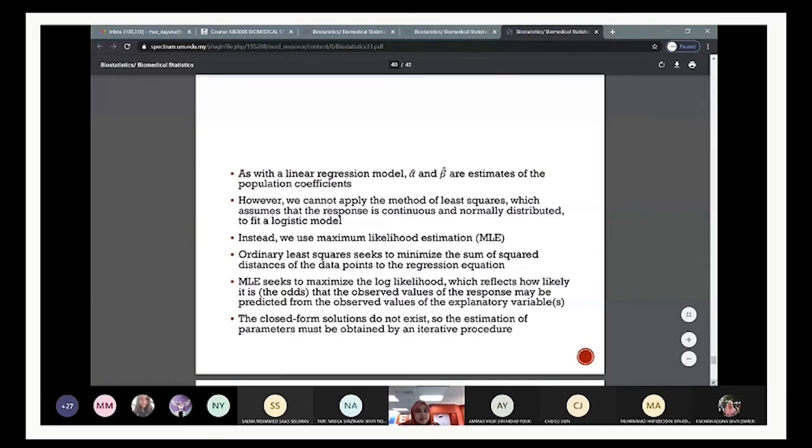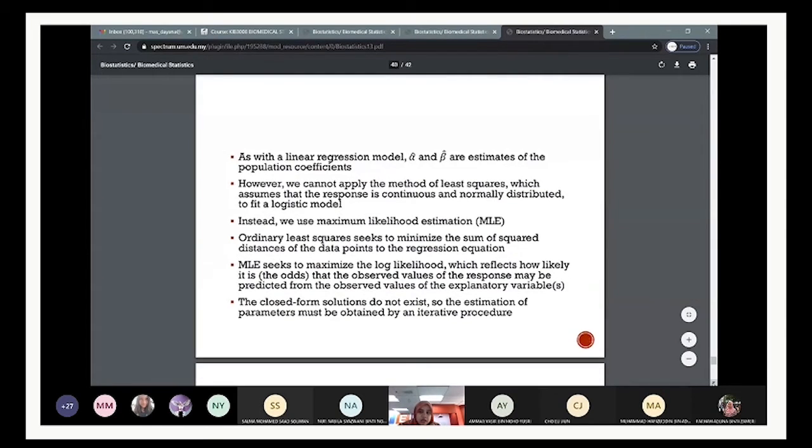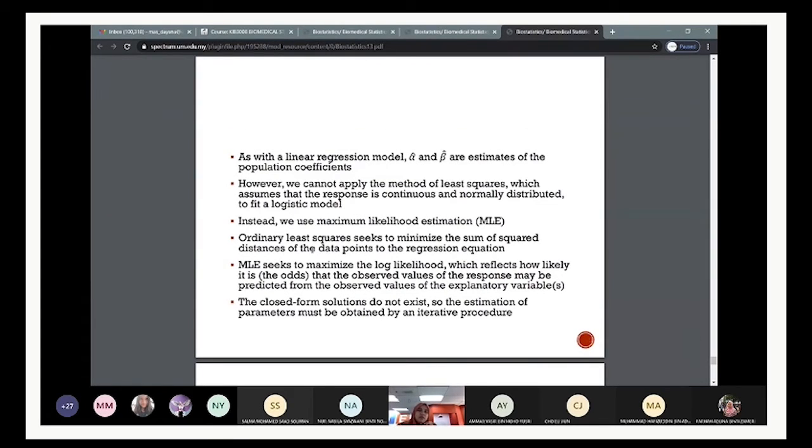However, we cannot apply the method of least squares, which assumes that the response is continuous and normally distributed. So instead, we use maximum likelihood estimation. Ordinary least squares seeks to minimize the sum of squared distances of the data points to the regression equation.